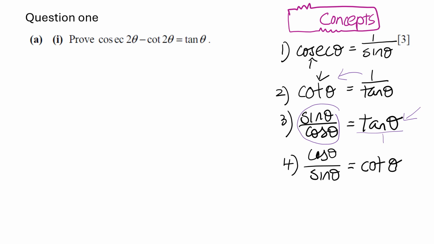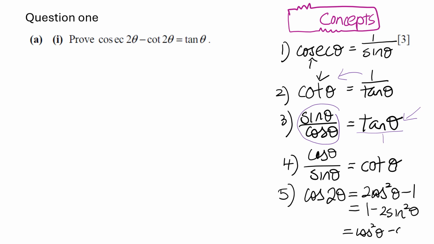Alright, so what are the concepts that you need to know? Yes, we need to know that cosine 2 theta can be expressed as 2 cosine squared theta minus 1, or 1 minus 2 sine squared theta, or cos squared theta minus sine squared theta. So in order to do this chapter well, it's best to memorize all these formulas. This is like the ingredients in your cooking. You need to have all these ingredients so that you can make a fantastic dish, right? So how are we going to apply these concepts?